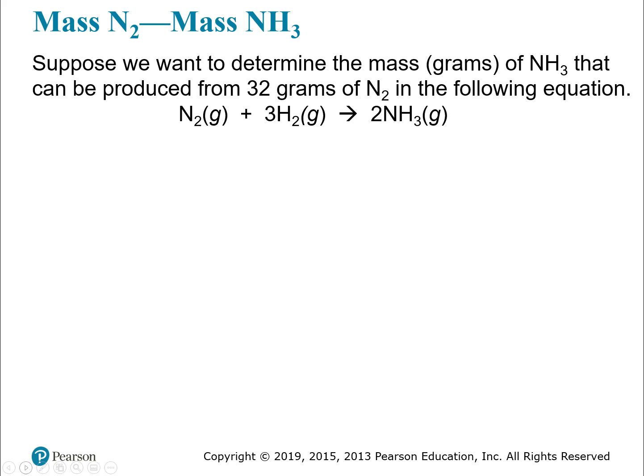So let's do a problem together. Suppose we want to determine the mass in grams of ammonia that can be produced from 32 grams of nitrogen gas in the following equation. How do we do that? We identify what we're doing. We've got 32 grams of nitrogen gas, so that's a mass of N2. And what we're trying to figure out is how many grams of NH3, which is yet again a mass. So this is a mass-to-mass problem.